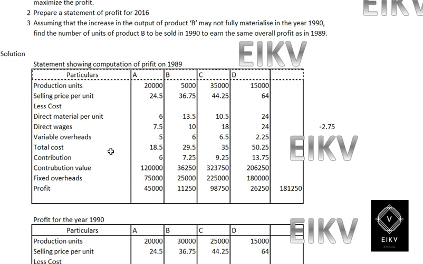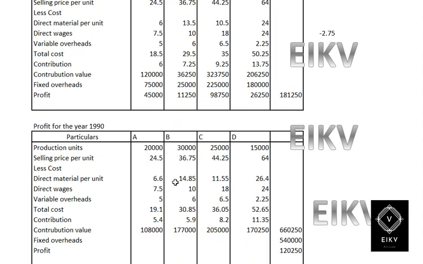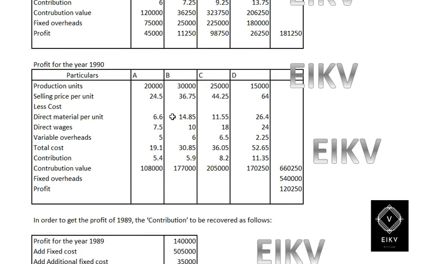Total variable cost minus sale price will give you the contribution, and then we have contribution value. Contribution value is nothing but when we multiply the units with contribution per unit. Then we have fixed cost as 75,000. When we deduct the fixed cost from contribution, we will get the profit, and the total profit will be 1,81,250.